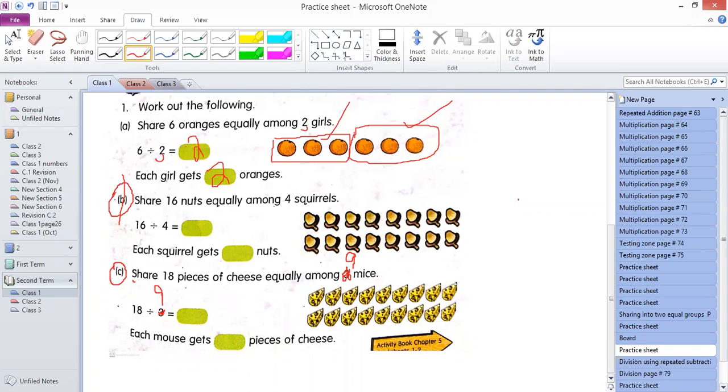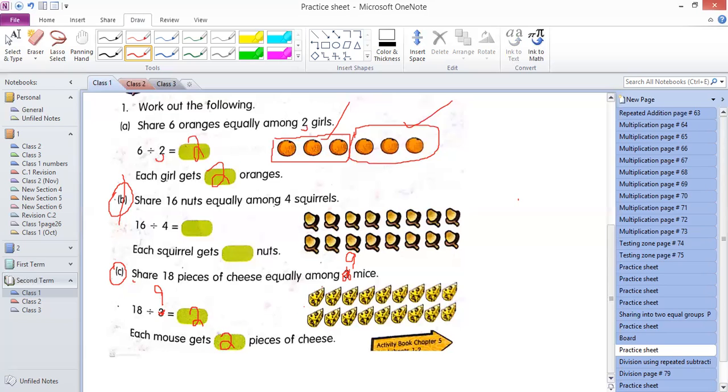1, 2, 3, 4, 5, 6, 7, 8, 9. 1, 2, 3, 4, 5, 6, 7, 8, 9. So there are 2 groups. So each mouse will get how many pieces of cheese? 2 groups. Should I write here 9? No, 2. Are you sure? Yes, I am sure. Good.